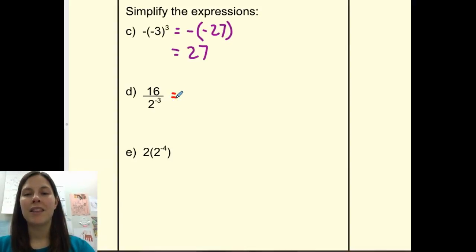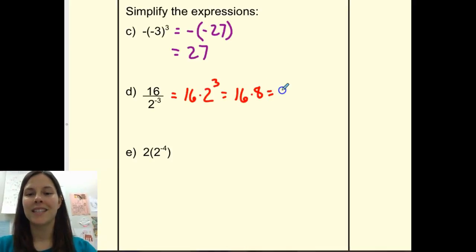Next example, that 2 to the -3 will move to the numerator and the exponent will become positive. 2 cubed is 8, and 16 times 8 is 128.